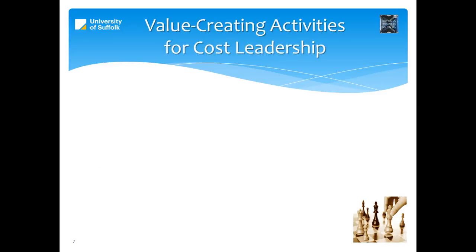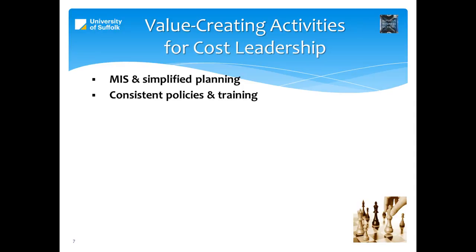There are some value creating activities for cost leadership, and again it's really important that these are carried out at the lowest cost possible to you. First of all, think about a cost effective management information system and a simplified way of planning. The need to have consistent policies and effective training which actually works. Your manufacturing technologies should be easy to use, and you need to make sure that your procurement are looking to find the lowest cost raw materials possible.